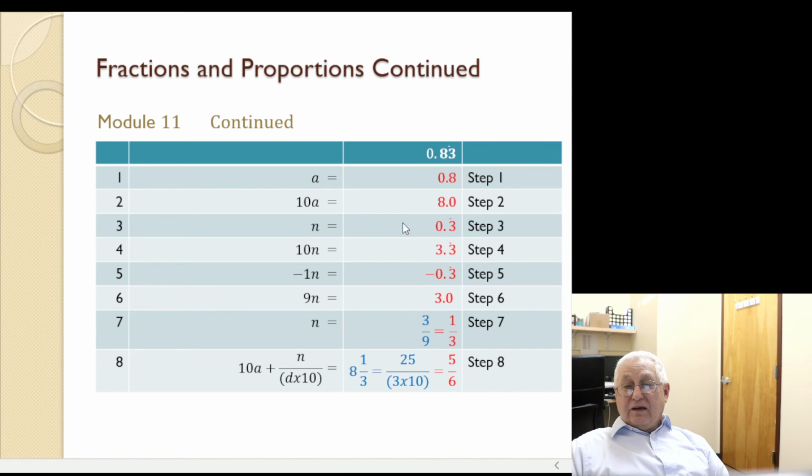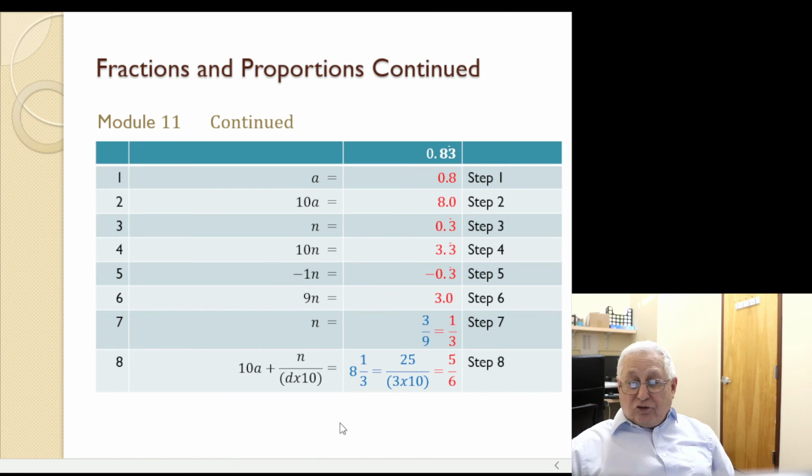So we have n equals 0.3 bar. N is the fractional portion, the repeating part going on and on forever. Again, because it repeated in tenths, we have 10n equals 3.3 bar. We have minus 1n equals minus 0.3 bar, the fractional portion canceling out. We're left with 9n equals 3. N equals 3/9 equals 1/3.